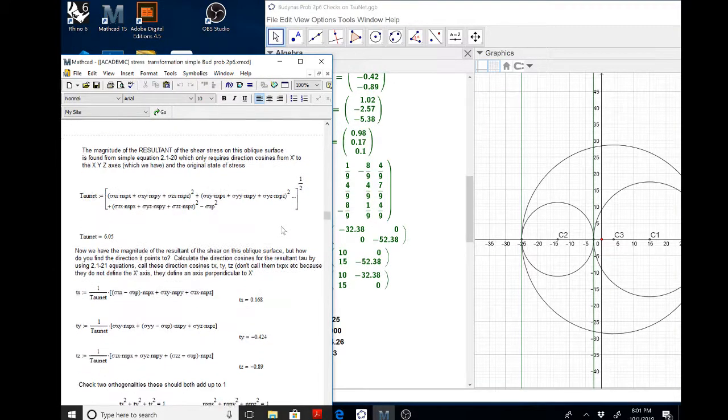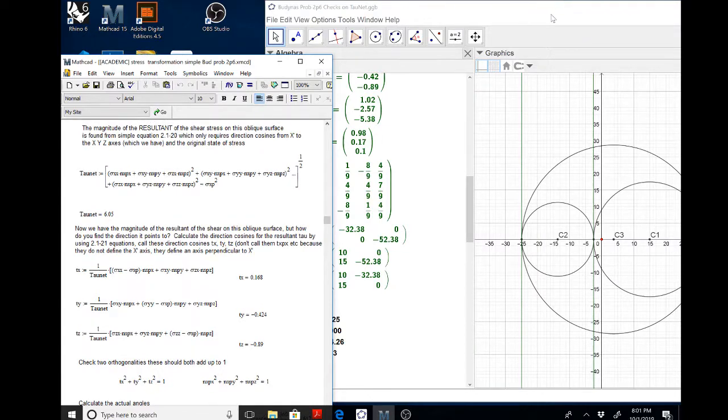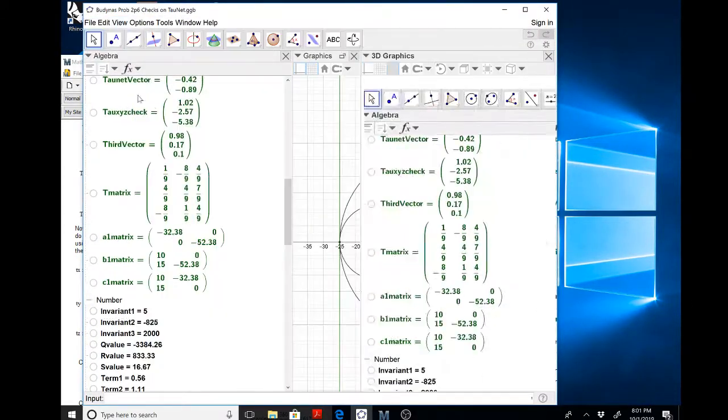There's a nice way of getting the direction cosines for the tau net. This has nothing to do with nx prime, and, well, not nothing. It's mutually perpendicular to that. So let me show you in 3D where I'm headed here. View, graphics, 3D.